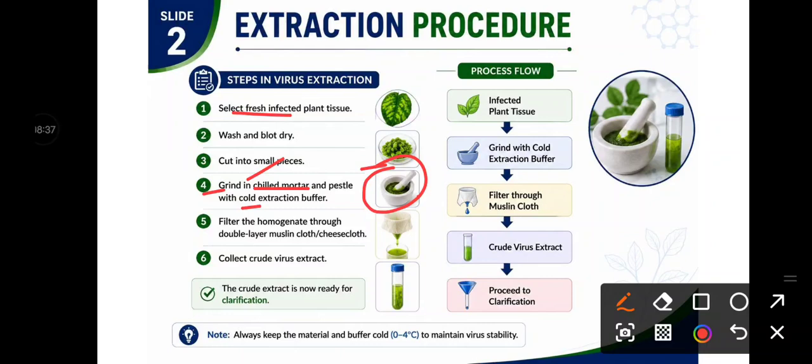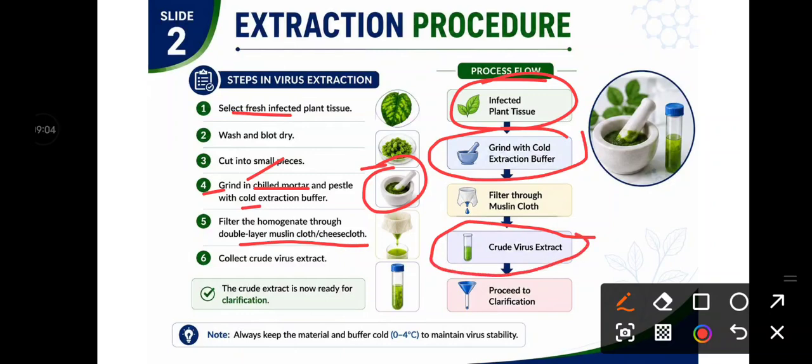Okay, first you will get the infected plant tissue, properly clean it, cut it, then grind it with the cold extraction buffer. Then whatever you get, you have to filter the ground homogenate through a muslin cloth or cheese cloth. After the filtration, you will get the crude virus extract. So this is the extraction process.